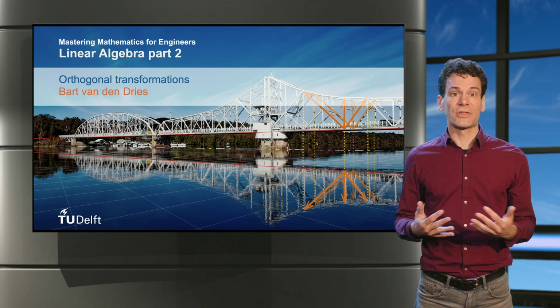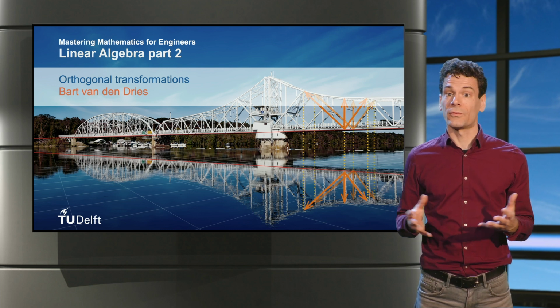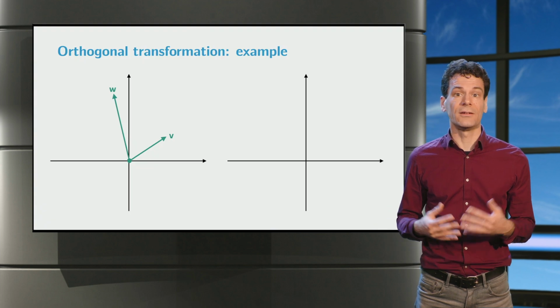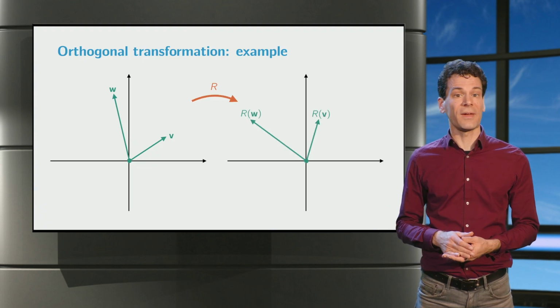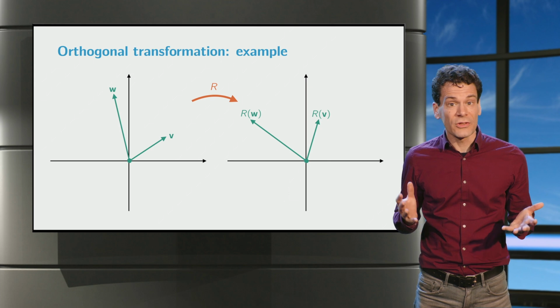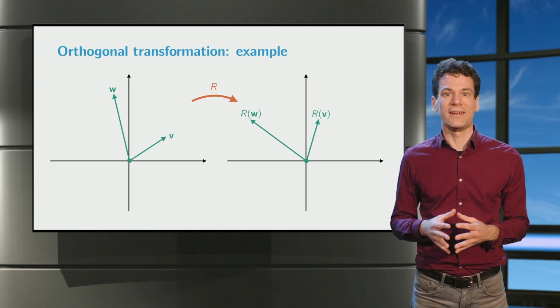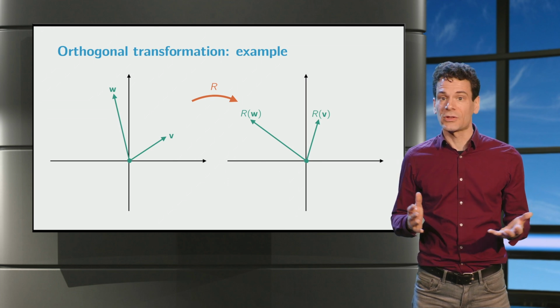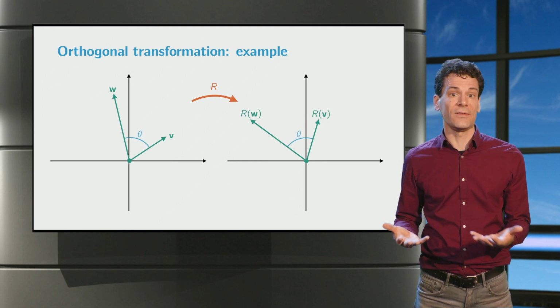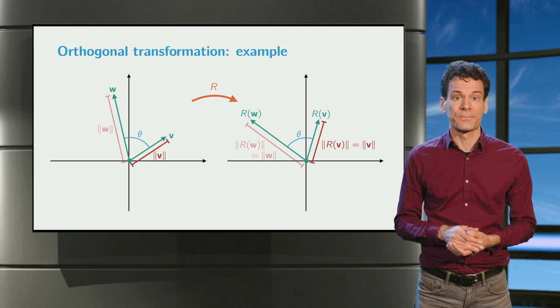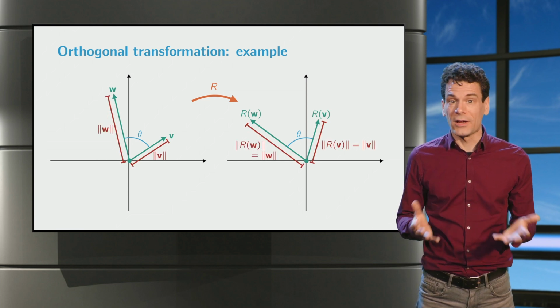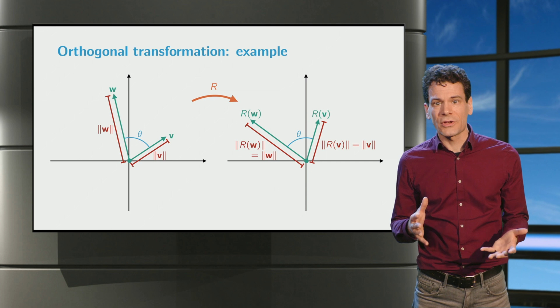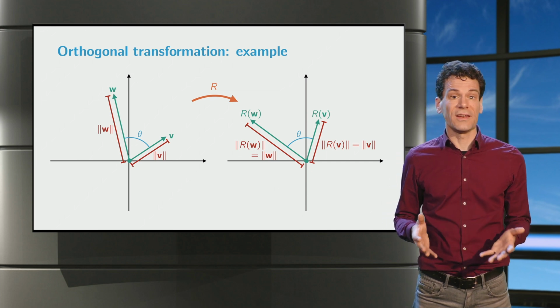You have seen several examples of linear transformations. For example, a rotation in the plane around the origin is a linear transformation. Rotations have an extra property apart from linearity. They are so-called orthogonal transformations. Such transformations preserve the angle between vectors and the norms of vectors. They play an important role in computer graphics. We will study orthogonal transformations in this video.